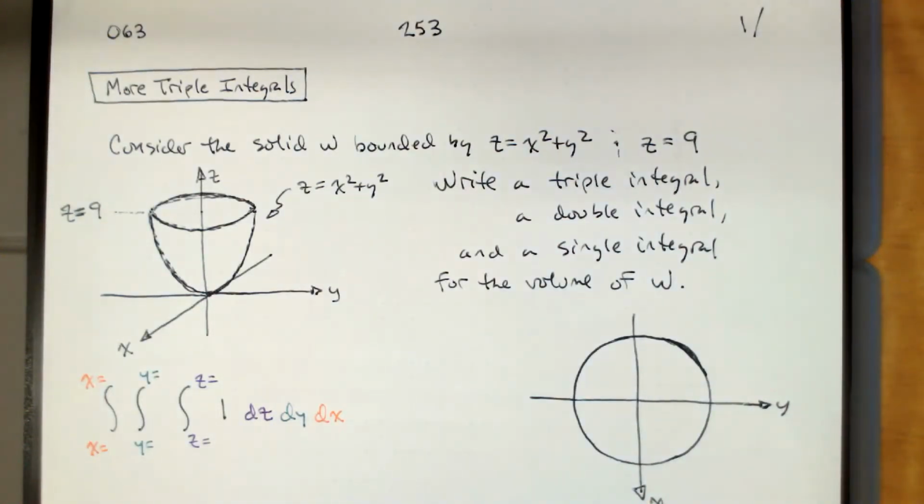Today we want to keep looking at triple integrals. So here is a solid. It's going to be bounded below by the circular paraboloid z equals x squared plus y squared and bounded above by the plane z equals 9.